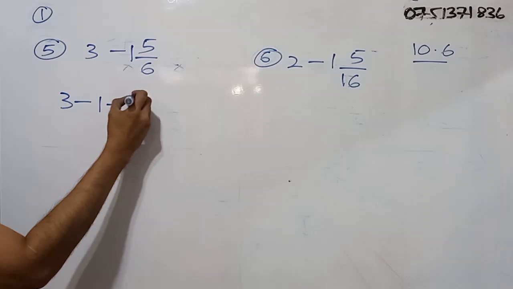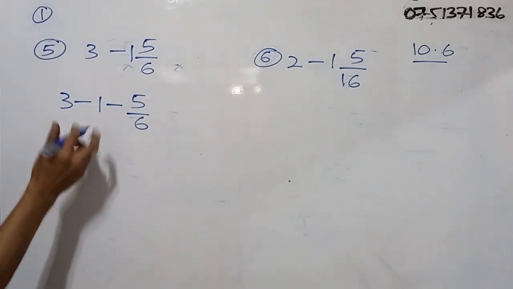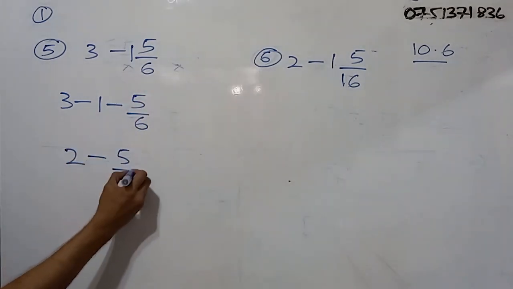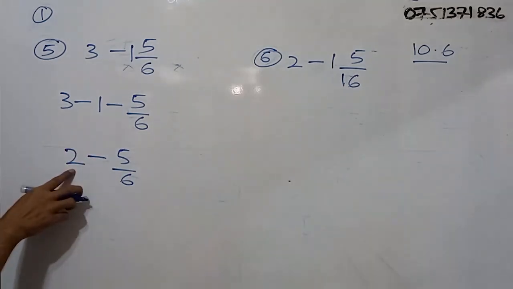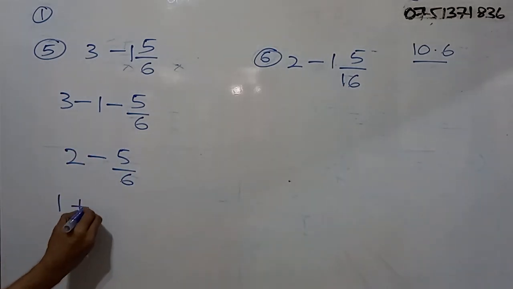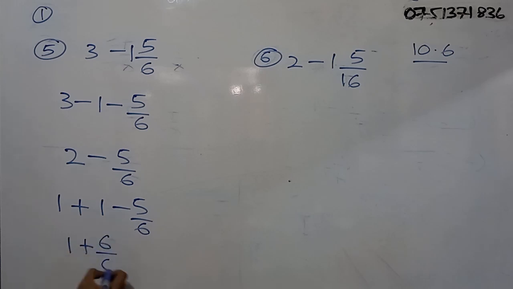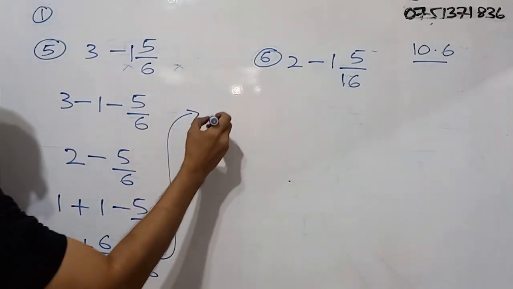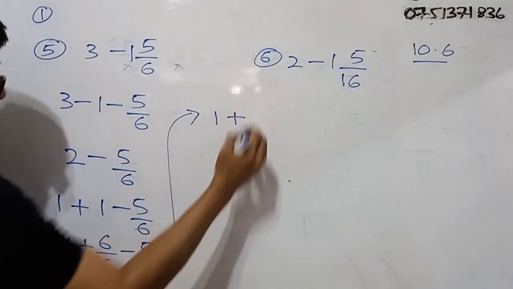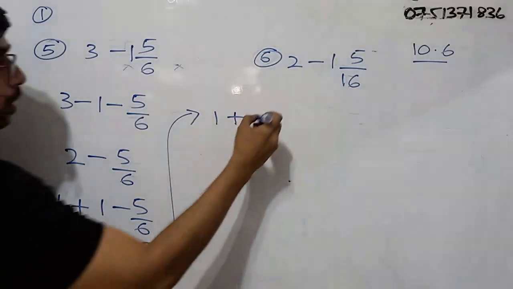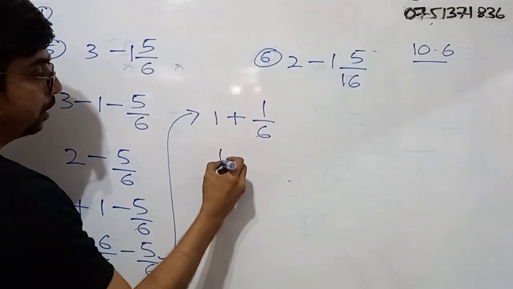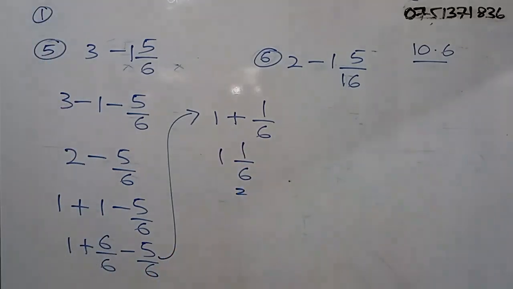So we can rewrite this fraction. 3 minus 1 minus 5 by 6. So here the outcome is what? 2. 2 minus 5 by 6. I can rewrite this 2 as what? 1 plus 1 minus 5 by 6. So 1 means what? 1 plus 6 by 6. Then from that we can subtract 5 by 6. So I will continue from here. So 1 plus, what's the outcome of this? 1 by 6. Then the final answer will be what? 1 and 1 by 6.